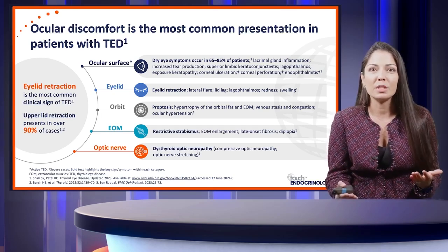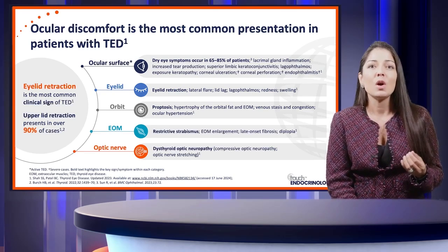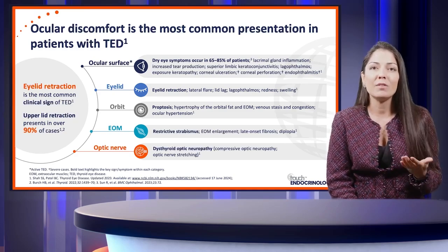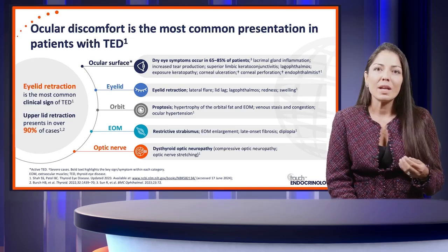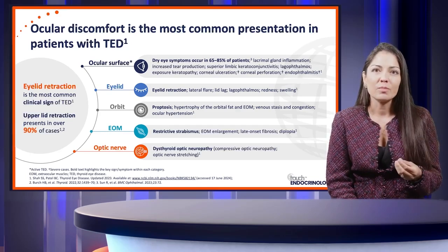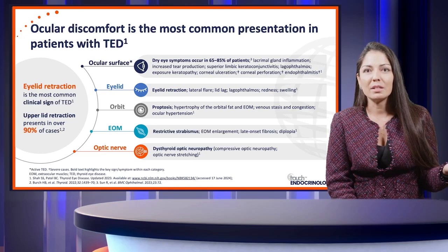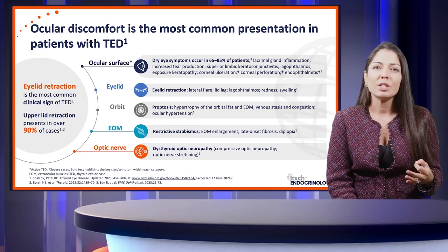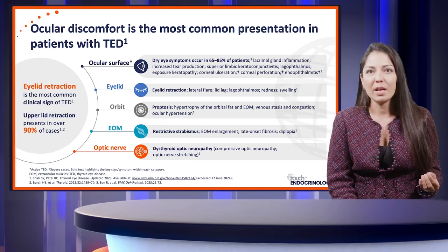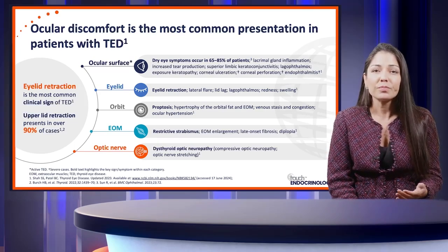may present to their ophthalmologist. We know that about 65 to 85% of patients with thyroid eye disease also have dry eye symptoms. And this can include things like pain, redness, tearing, burning. These patients oftentimes have inflammation in their lacrimal gland, and this can affect their tear production. They can also have inflammation on the conjunctiva above their cornea, and we call that superior limbic keratoconjunctivitis.